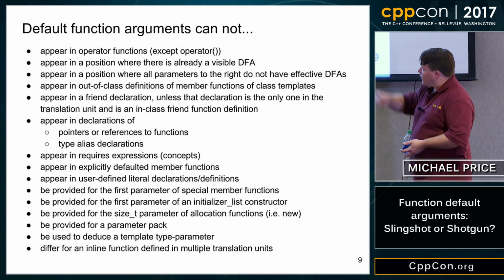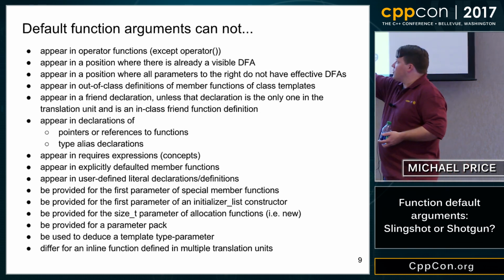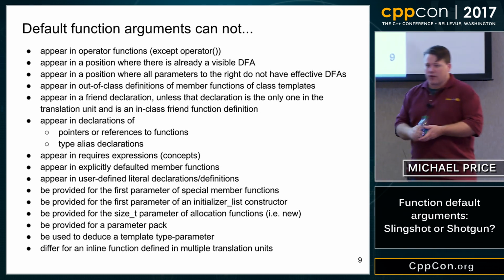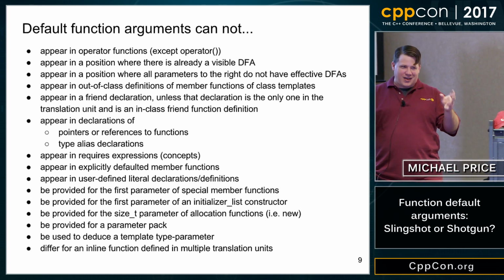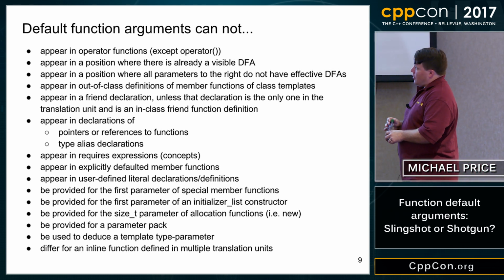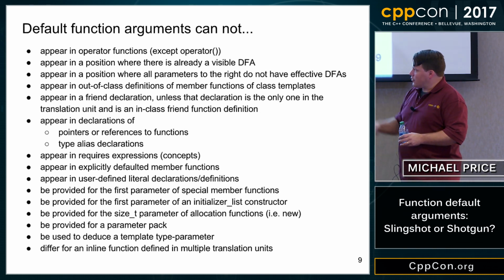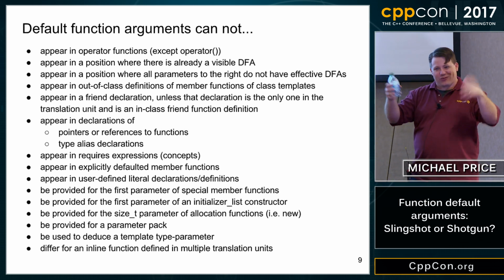It can't show up in defaulted member functions or user-defined literals. There are other things, like it can't be provided for the size_t parameter if you have a custom new function. You can't say, oh, if you don't say what size, I'm going to say 10. They won't let you do that. There are other things that make sense, right? It can't be for a parameter pack, because that's the other feature that lets you throw extra things in.